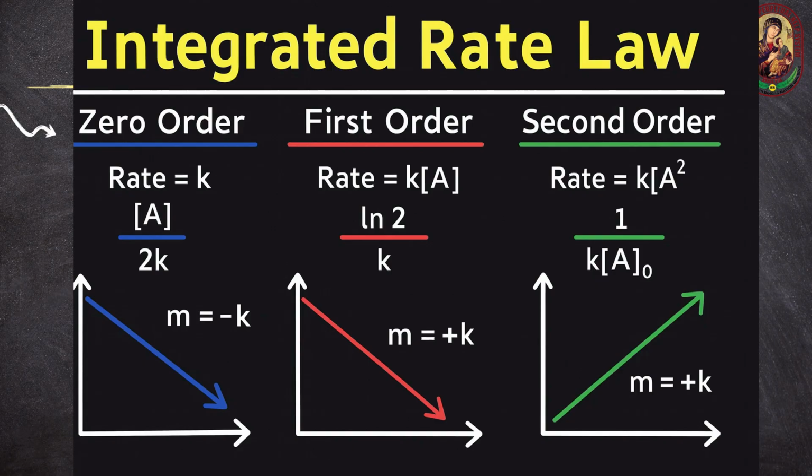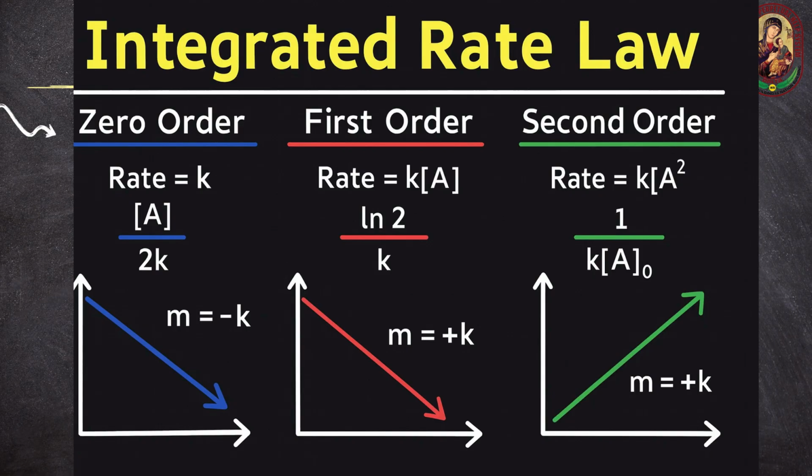Next is the first-order reaction. In this case, the rate is directly proportional to the concentration. Rate equals k times [A]. The plot of the natural logarithm of A versus time gives a straight line with slope negative k.